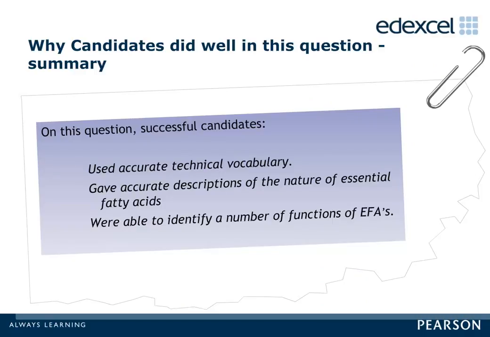The working properties of essential fatty acids in the diet can be found in section 2.3 of the specification, under fats. Question 3C was a fairly long response question designed to give candidates an opportunity to demonstrate comprehensive knowledge of the topic. It was clear this topic has been well taught, and many students were able to give accurate descriptions of the nature of essential fatty acids using relevant technical vocabulary. A large number were able to identify a number of functions of EFAs.